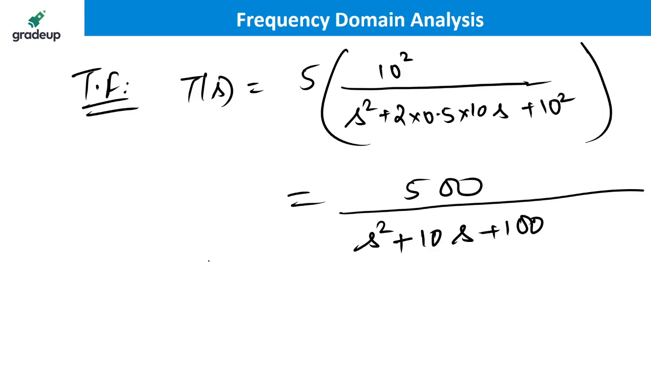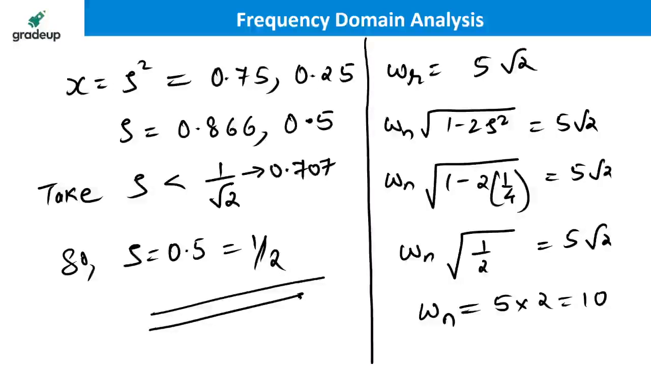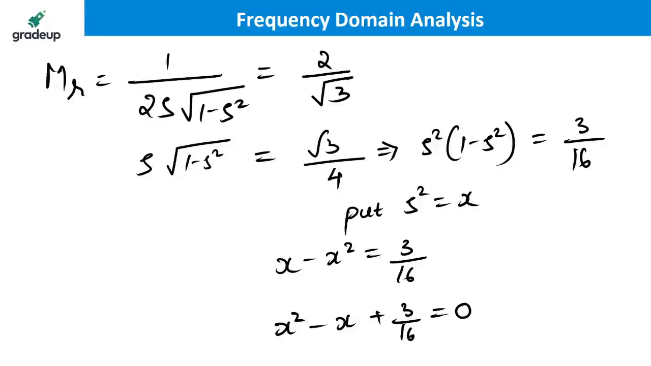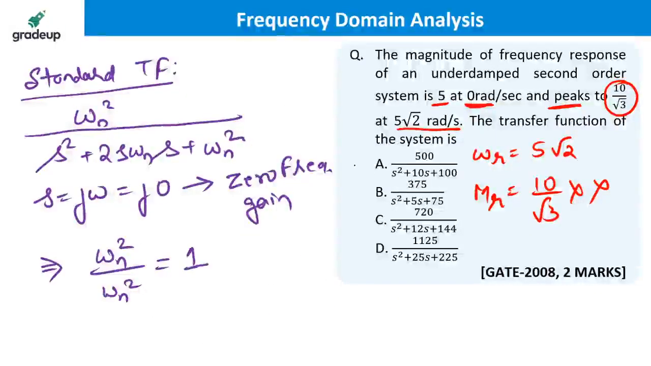Yeah, Madhava, if you don't check this concept, you will get two options, but the resonant peak formula is valid only for zeta less than 1 by root 2. So option number A is the answer.